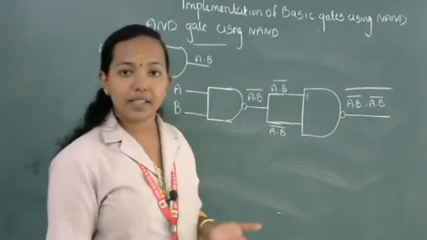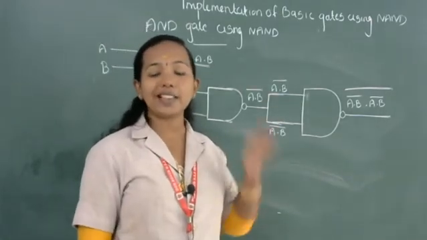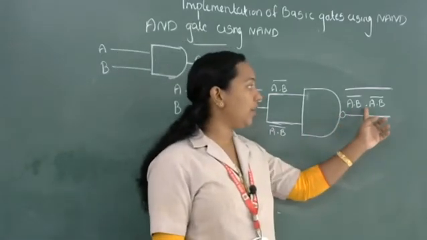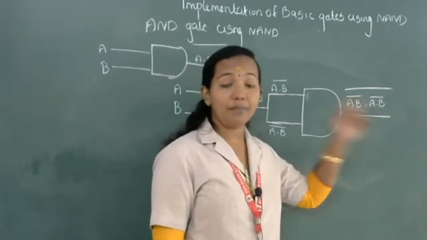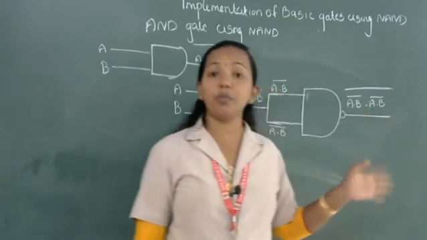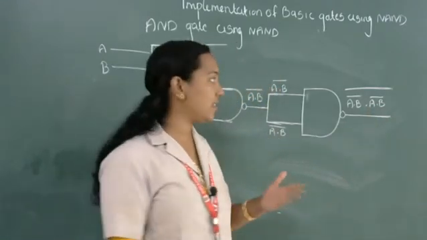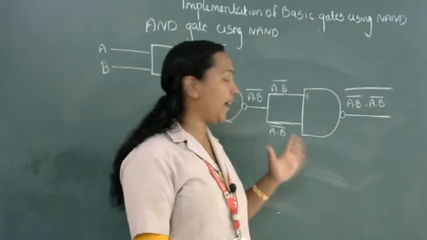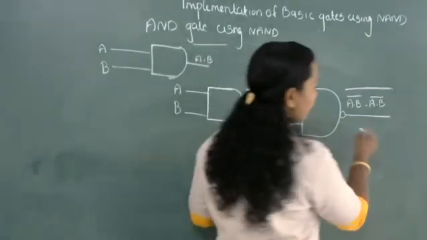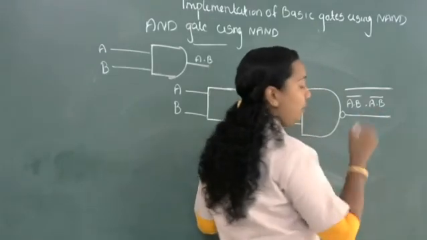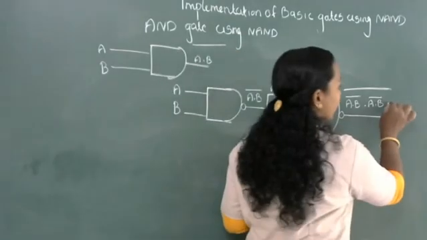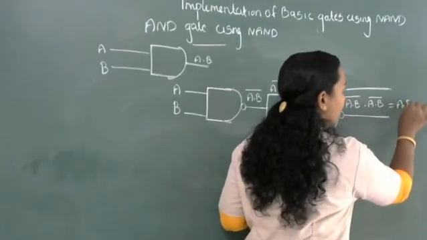According to idempotence law, if two inputs are the same, X dot X is equal to X itself. So here, the first input and second input both are the same, A dot B all complement. So let us assume X is equal to A dot B all complement. X dot X is equal to A dot B all complement dot A dot B all complement, which is equal to A dot B complement.